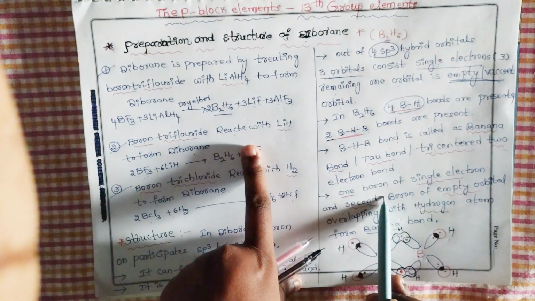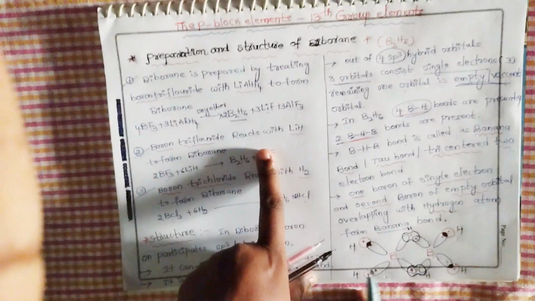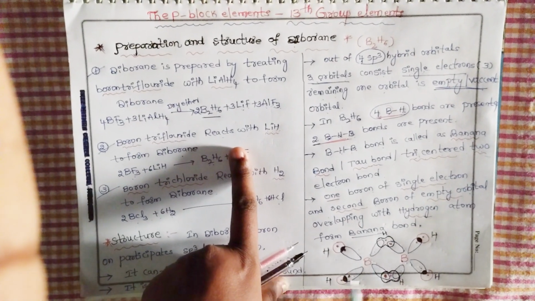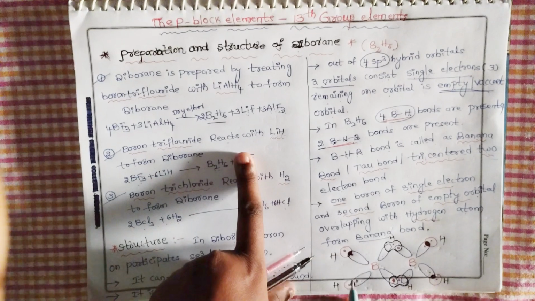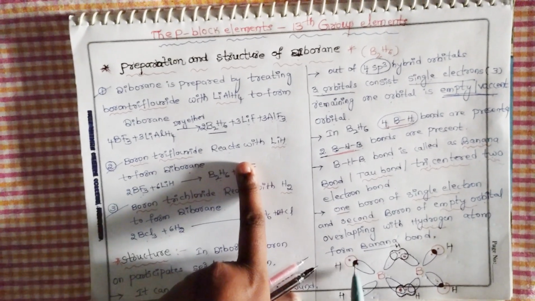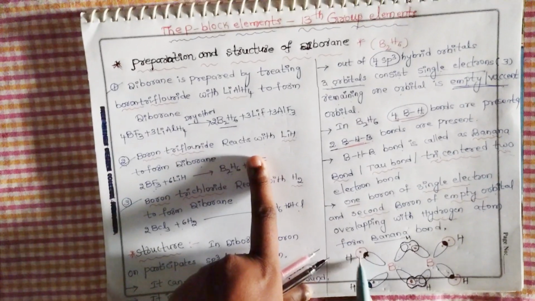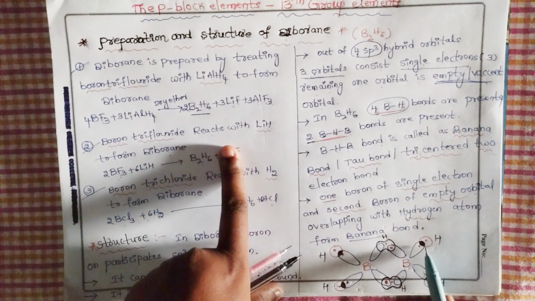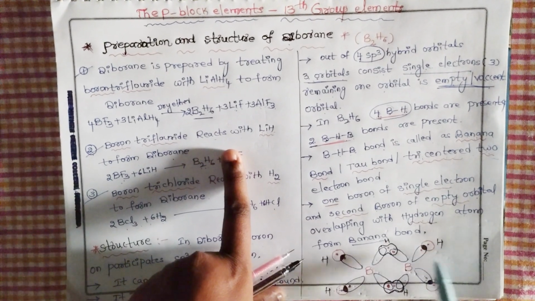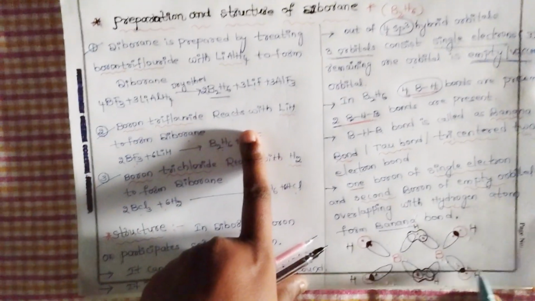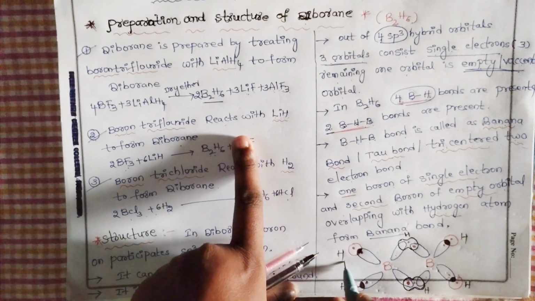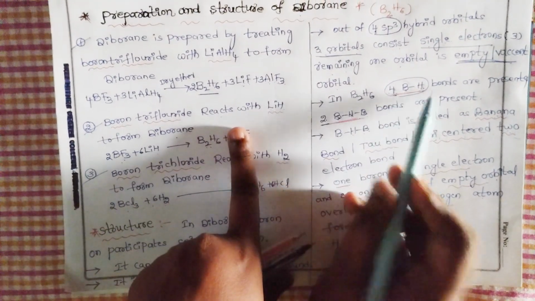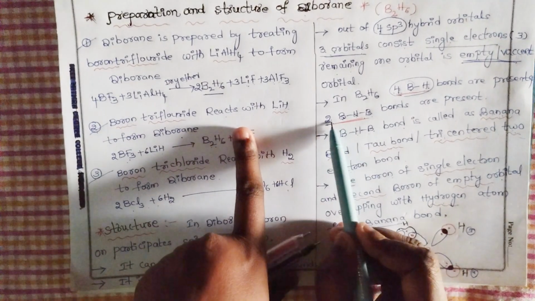So now we represent the explanation of the banana bond. In diborane, how many BH bonds are present? 4. In one boron, the single electrons of boron overlap with hydrogen. One boron's 2 electrons overlap with 2 hydrogens, and the second boron's single electrons overlap with 2 hydrogens. So totally how many BH bonds? 1, 2, 3 and 4. So 4 BH bonds. And how many BHB bonds?